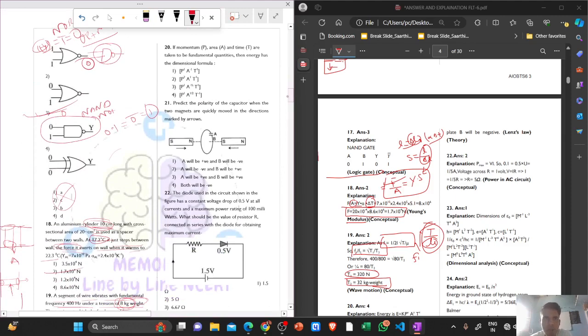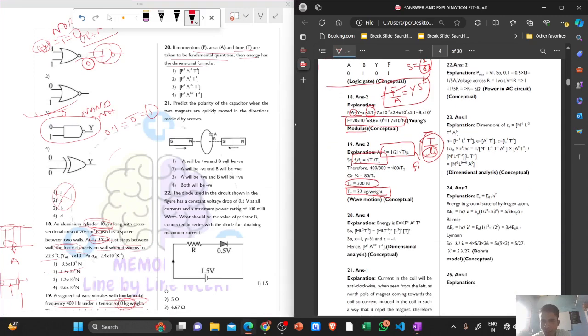Okay. If momentum, area, and time are fundamental quantities, then energy has a dimension. You just need to calculate the dimension of it. You know the energy dimension in terms of momentum, area, and time. You can take its powers x, y, and z, and put in the dimension of energy, which is equal to ML square T minus 2.